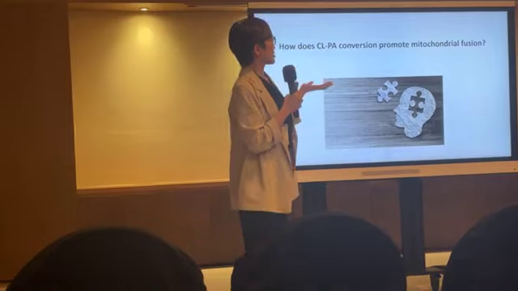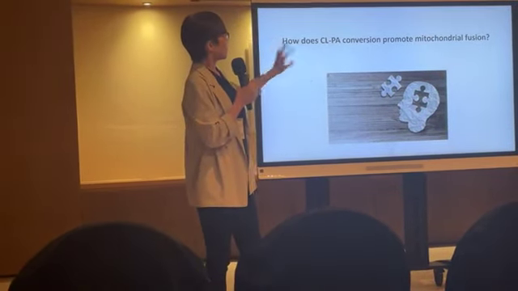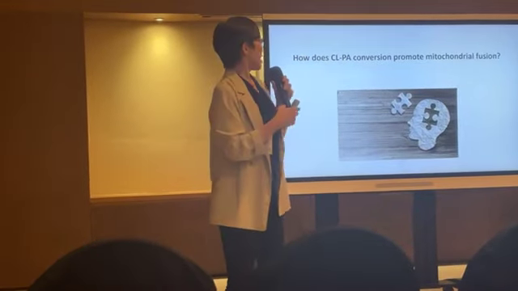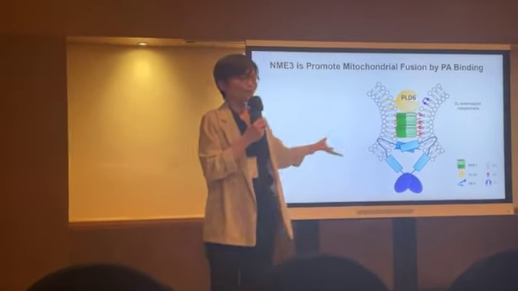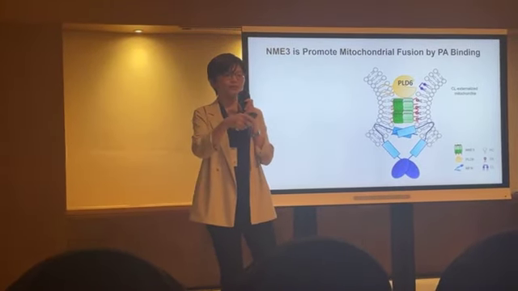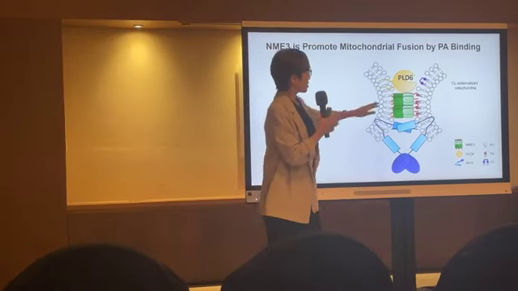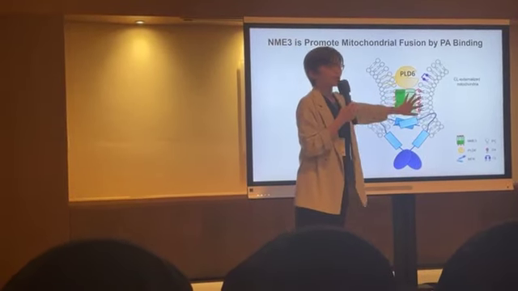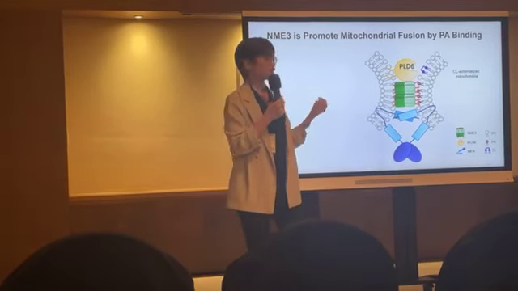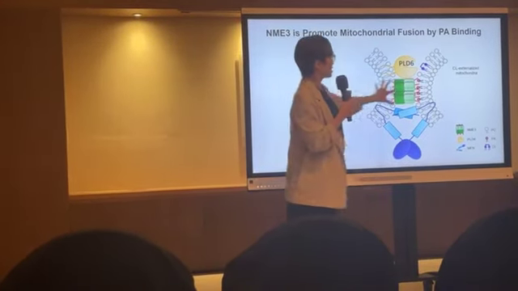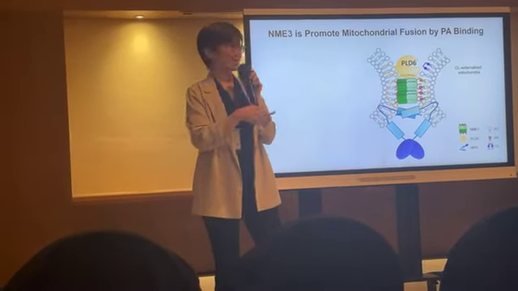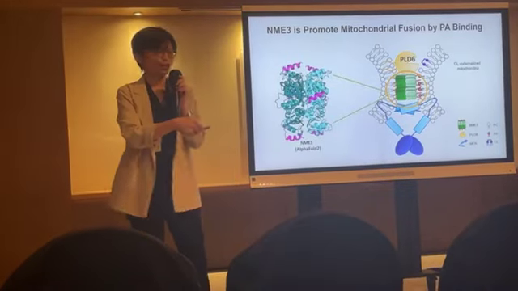However, what is missing is the factor for this conversion that promotes mitochondrial fusion rather than fission. And this is the final result. I would like to try to convince you that we found the missing piece of the puzzle is NMD3. It is a protein that can bind directly to phosphatidic acid, and due to its hexameric nature, it can function as a tethering protein to tether two closely positioned mitochondria to promote fusion. Okay, so this is the story I'd like to share with you.